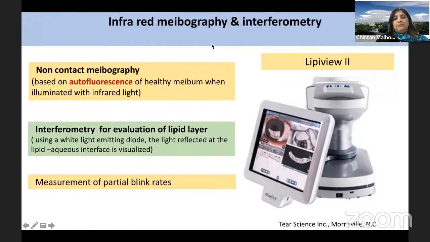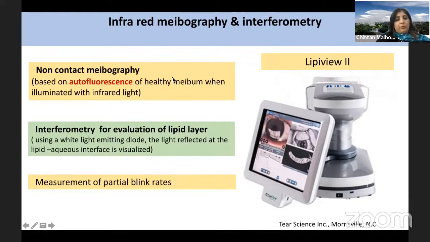The one tool which I think is very, very important in clinical practice, and a lot of us are adapting it, is the infrared meibography and the interferometry. This is combined in the LipiView 2, which I have a personal experience with. Infrared meibography, of course, can be done on any of the simpler machines, including your NCTs, which have the infrared lighting, and that can show the meibomian glands.